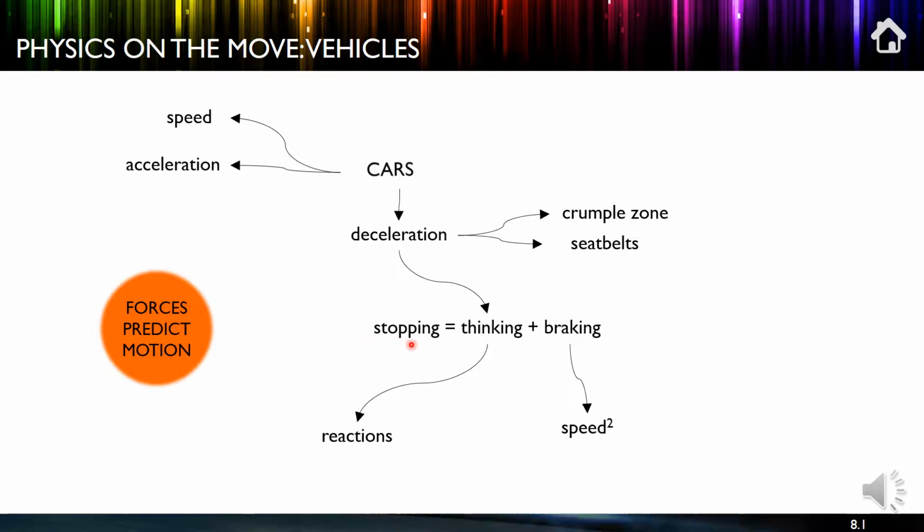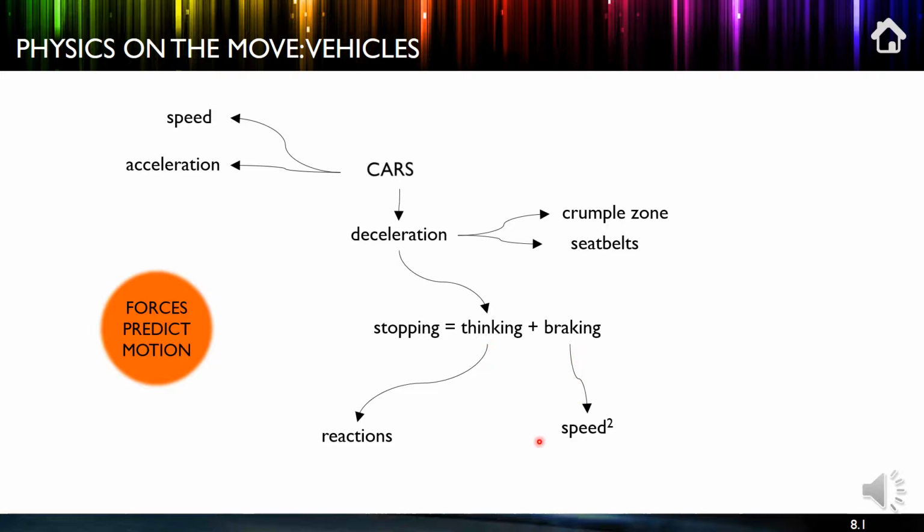So stopping distance is the total distance from the moment you see a problem like a falling tree to the moment you actually stop. And it's made of two things: thinking distance, the distance you're traveling while you're thinking. It's a very short time, but you still travel a significant distance. And then braking distance, which is from the moment you hit the brake to the moment you actually stop. So this is while you're thinking, this is while you're braking, and together they make stopping. Now obviously the better your reactions, the quicker you'll start braking, or the shorter your thinking time will be.